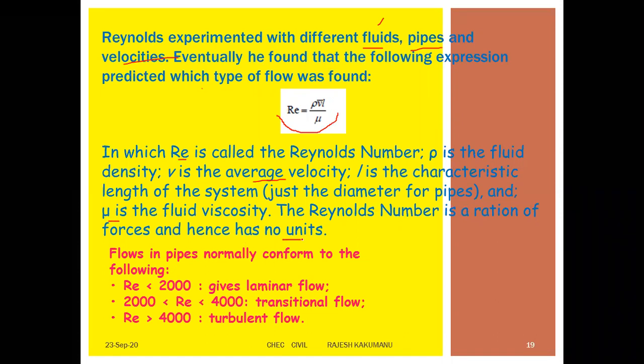So since it is a ratio of forces, it doesn't have units. Therefore flow in pipes normally conforms to the following: Re less than 2000, then it is giving a laminar flow. When Re is between 2000 and 4000, we call it a transition flow. When Re is above 4000, we call it a turbulent flow.